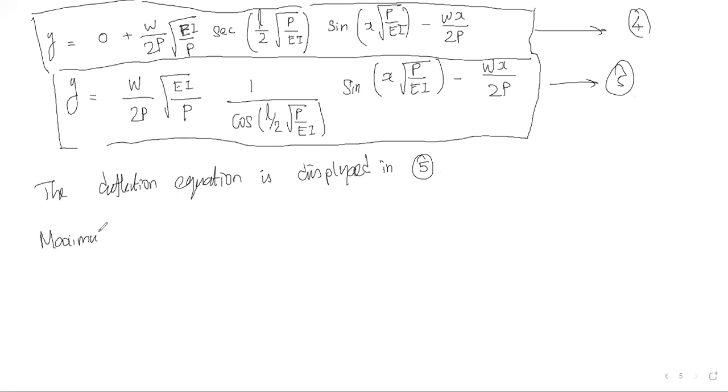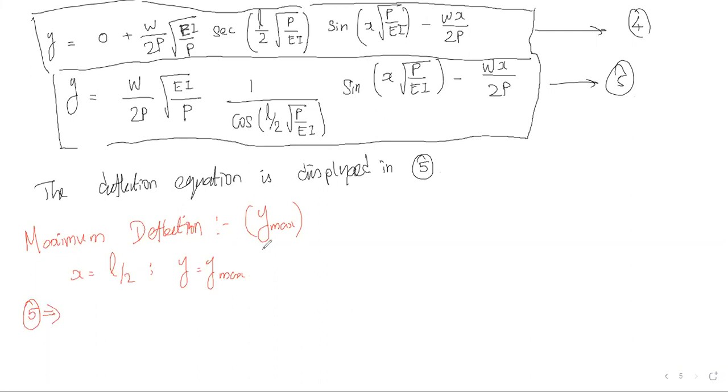Maximum deflection. So for maximum deflection, X is equal to L by 2 and Y is equal to Y max. So this is the condition. For maximum deflection, in equation number 5, substitute these terms.